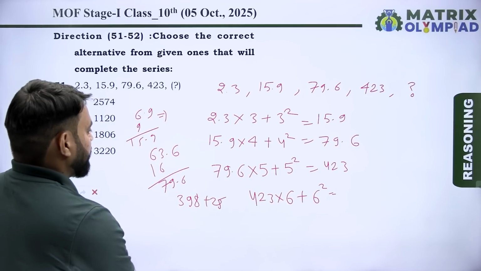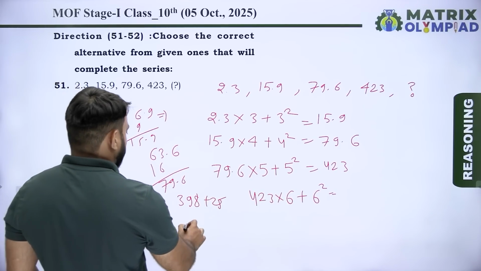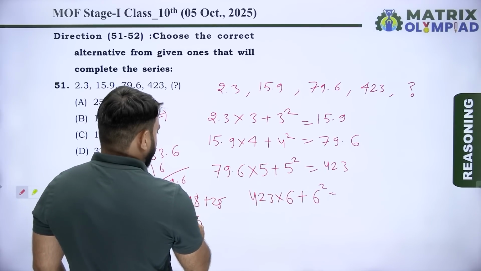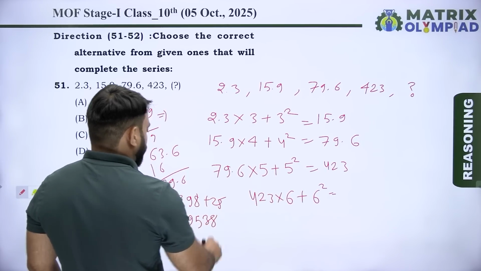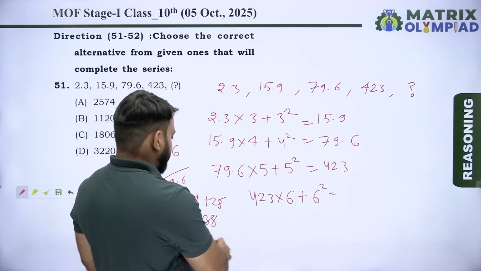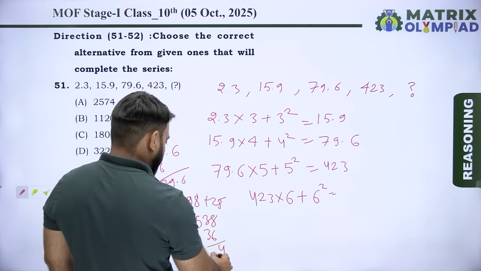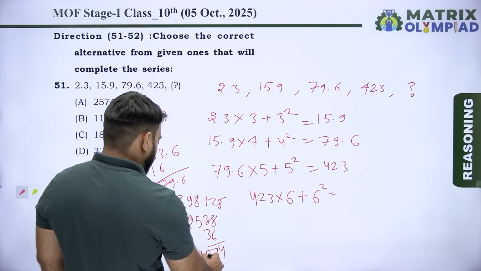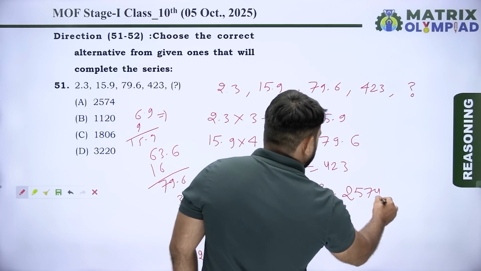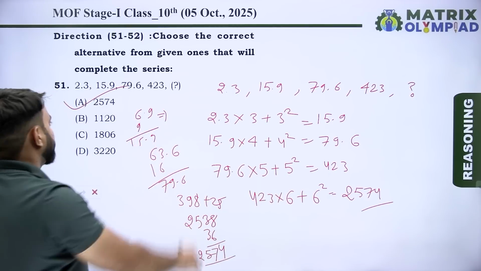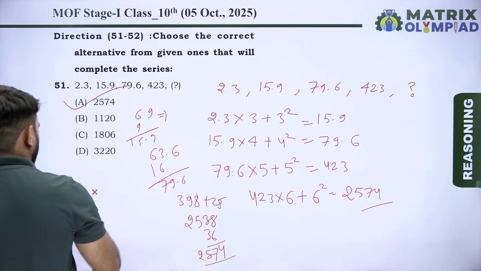Similar, 423 into 6 plus 6 square. 423 into 6, it means 2538. 2538 plus 36, it means 2574. 2574, it means option A is the correct answer of this question. Let's move on to the next question.